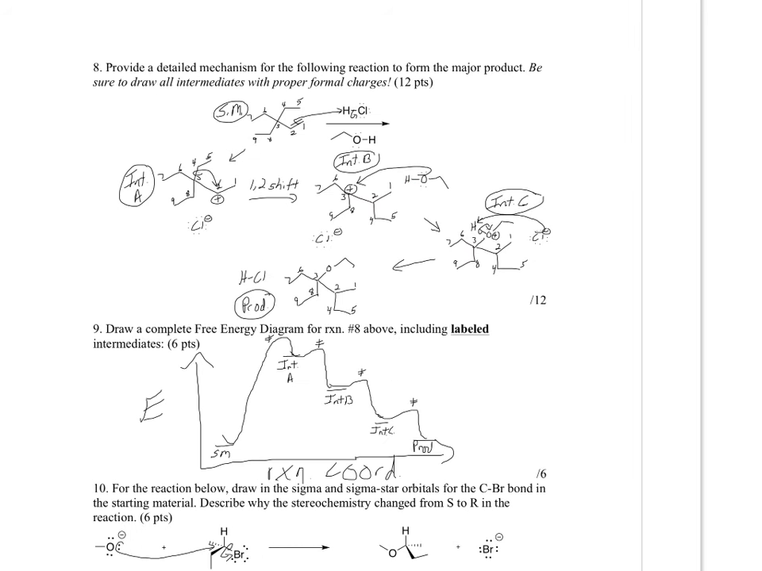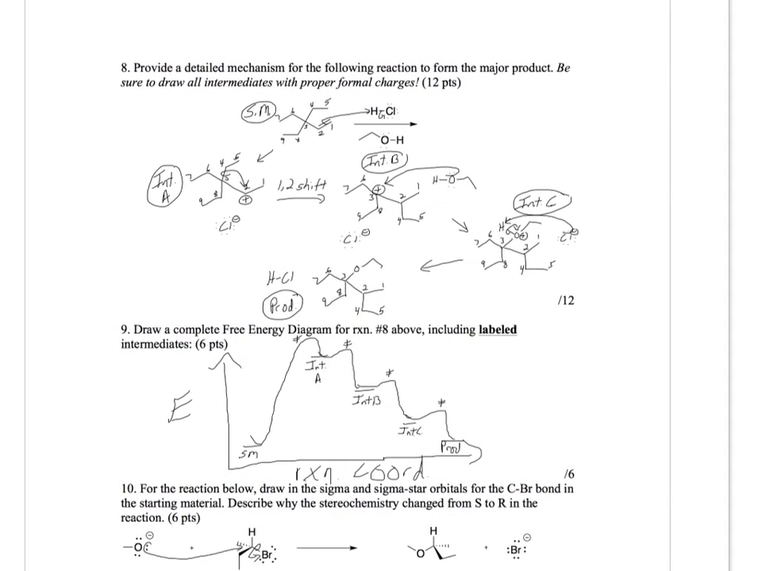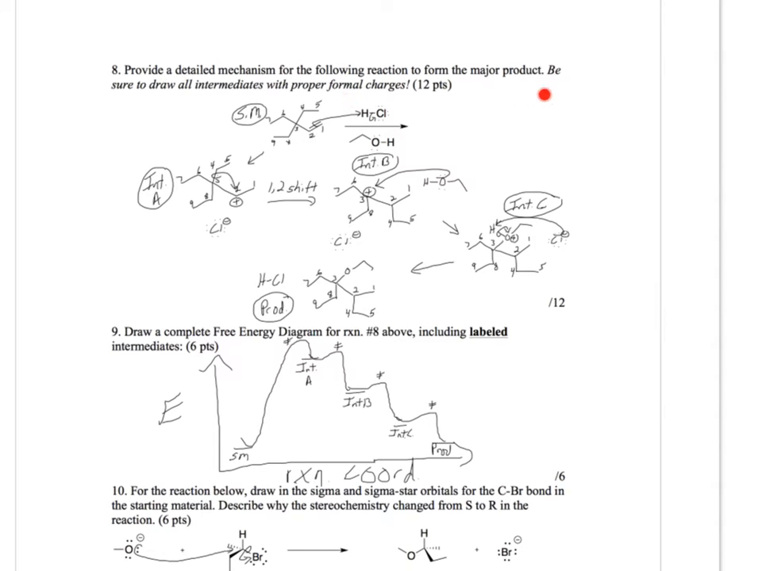Here, provide a detailed mechanism for the following reaction to form a major product. Be sure to draw all intermediates with proper formal charges. So the first step, the nucleophile, is that pi bond, which attacks the hydrogen. We're going to form a carbocation on carbon 2, because that's the more substituted carbocation. So that'd be more hyperconjugation to make a CH bond there.